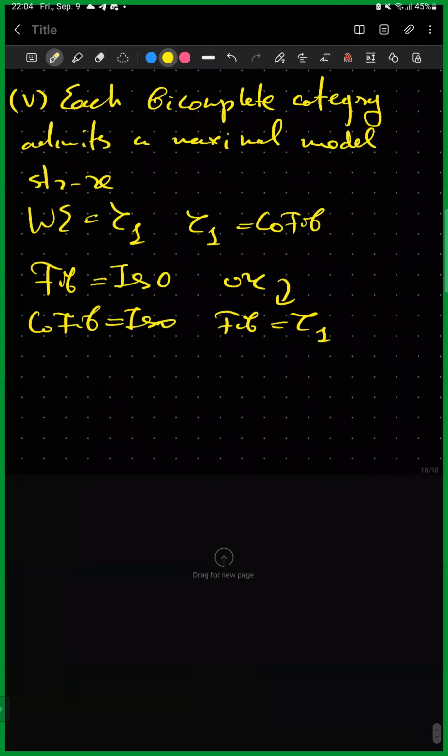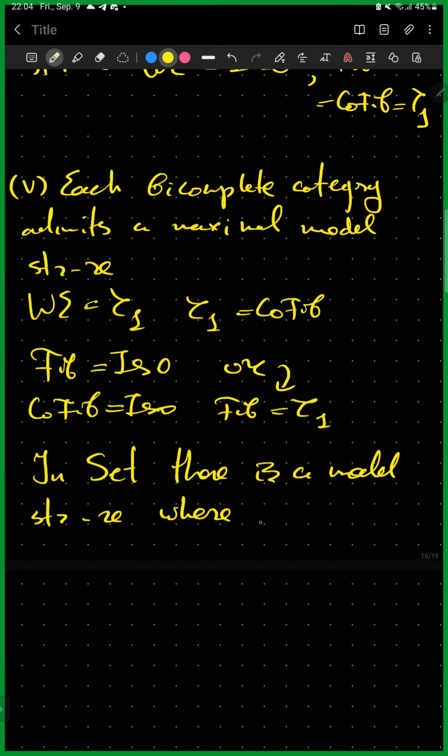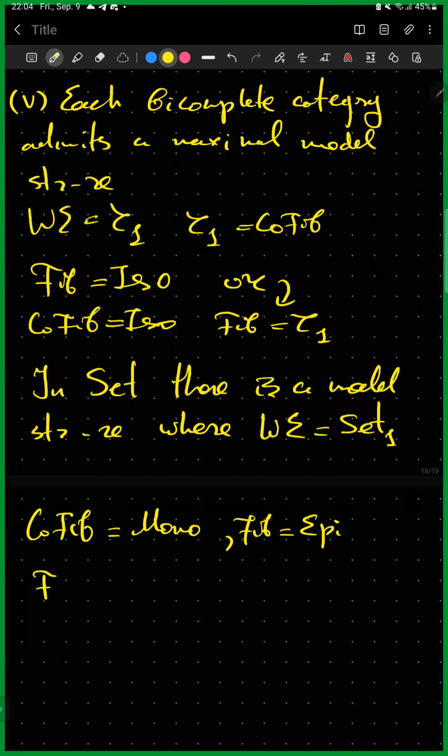For example, in Set, there is a model structure where weak equivalences are just all maps, but where cofibrations are monomorphisms and fibrations are epimorphisms. Or you can do it in the different order. So say that fibrations are monomorphisms, cofibrations are epimorphisms.